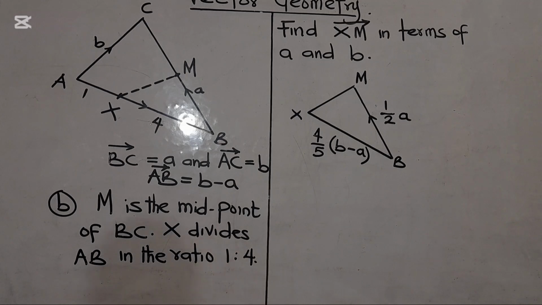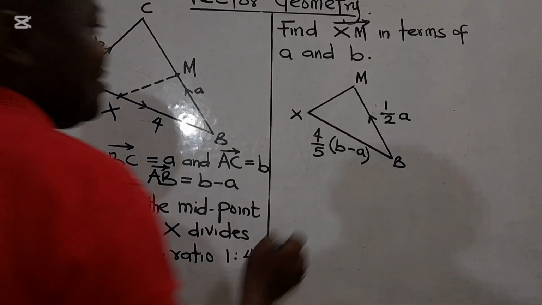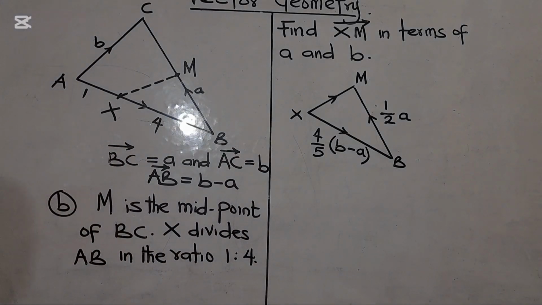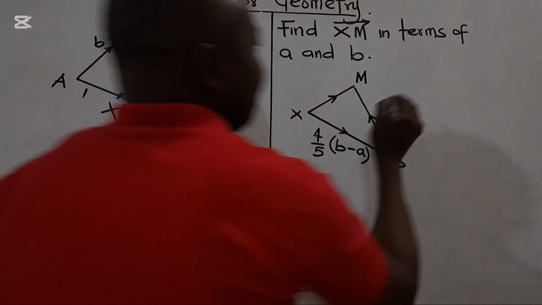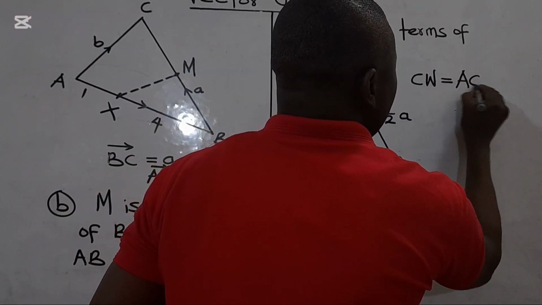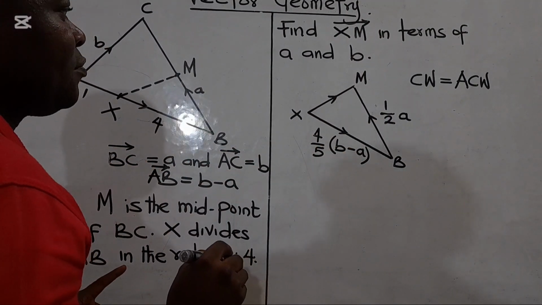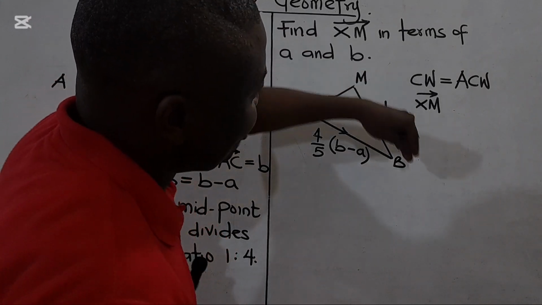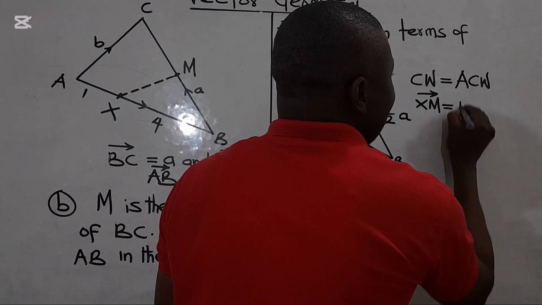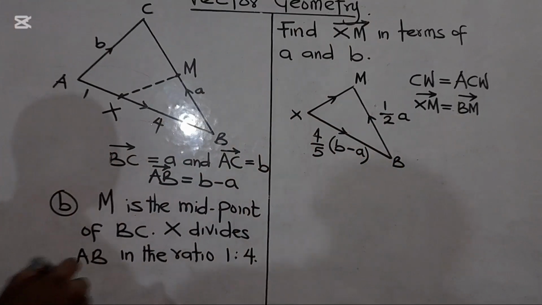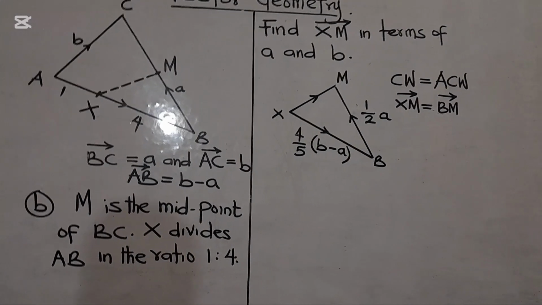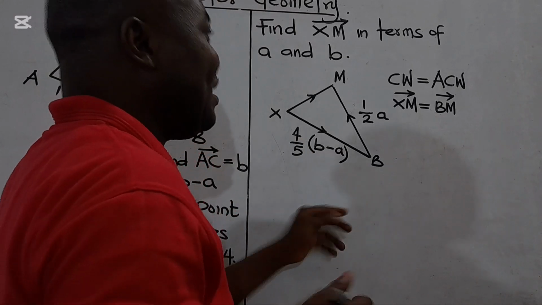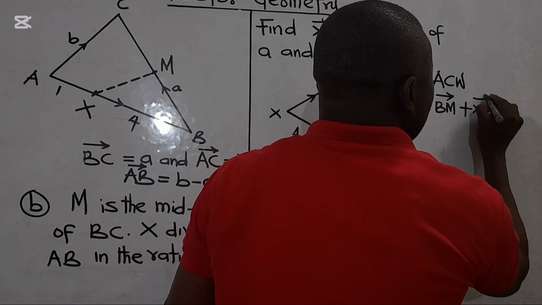So we want to get the value of XM. We know XB to be that, XM this way. Now, let's apply the rule we said, the clockwise and anti-clockwise rule. Clockwise equals anti-clockwise. XM is clockwise, going this way. MB should be MB, but it's opposite, BM, so it's anti-clockwise. And we have XB, anti-clockwise.